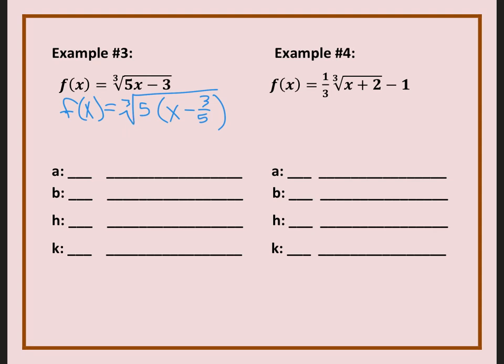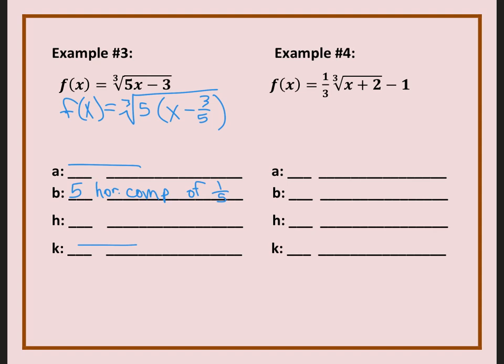This one's a little bit trickier. So the 5 is a B value. So B is 5. But what's tricky here is that this is going to be a horizontal compression. And whenever we deal with horizontals, we're always going to take the reciprocal of the horizontal compression. So it's a horizontal compression of 1 over 5. An A, I don't see an A. I don't see a K.